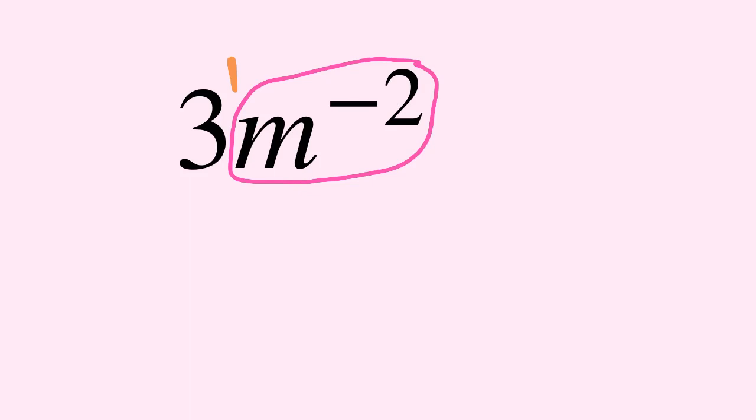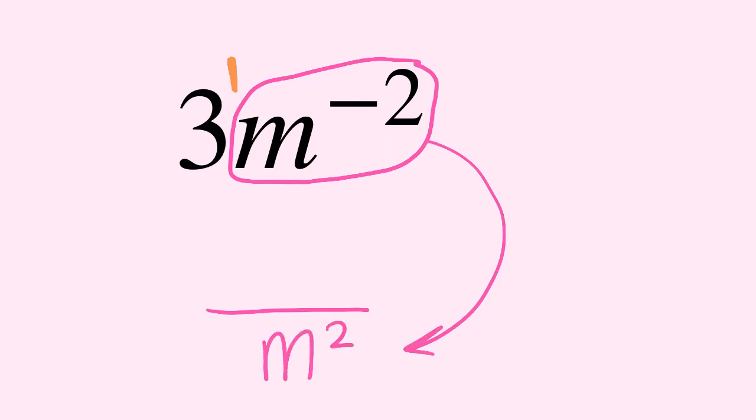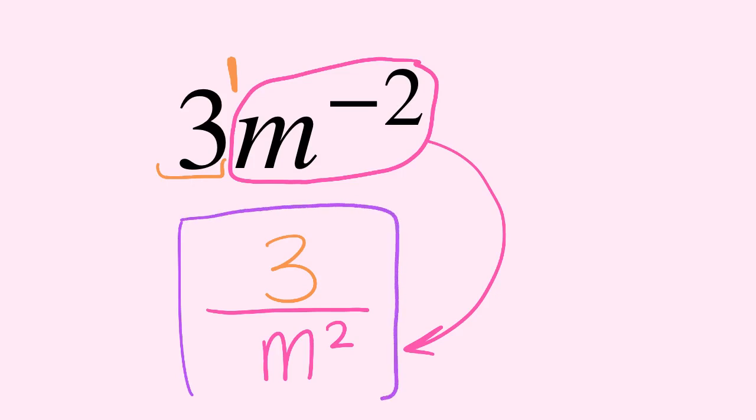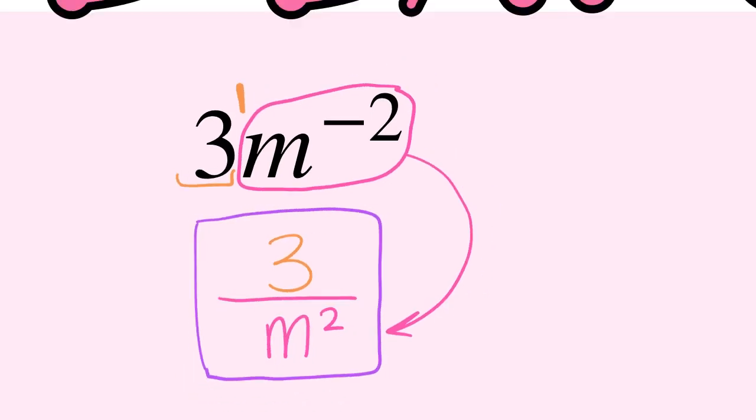So that means when we make our fraction, the only thing that we're moving to the bottom is this piece, the m, so that's going to be m squared. The 3 actually has to stay on the top because it does not have a negative exponent, it has a positive exponent. So we're going to leave that on the top of our fraction. So this is what our final answer would look like.